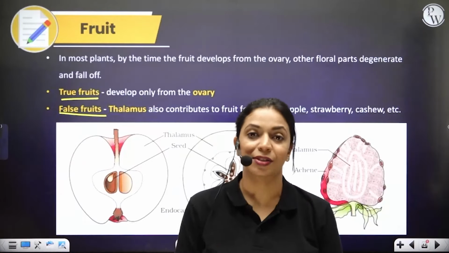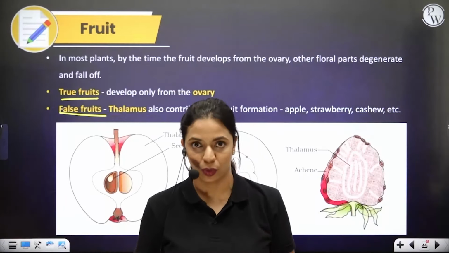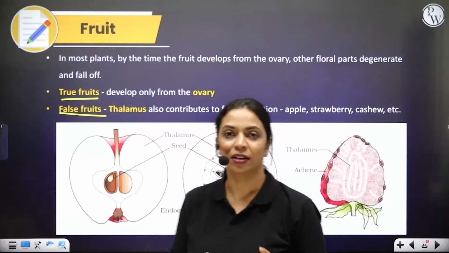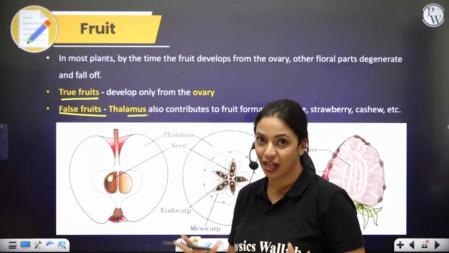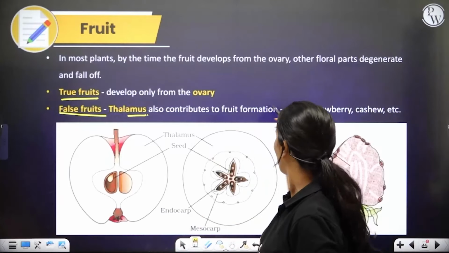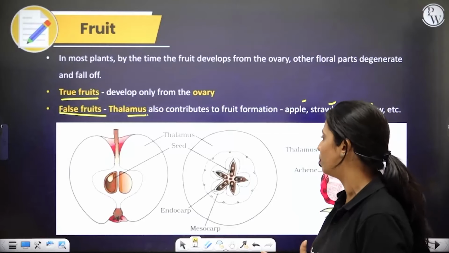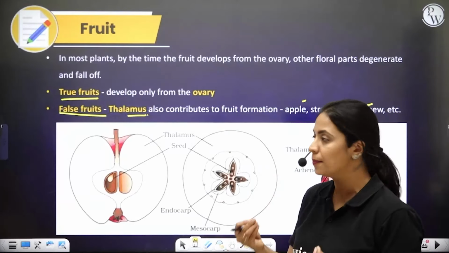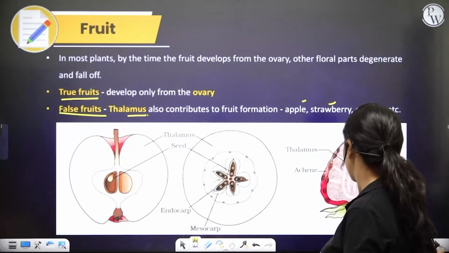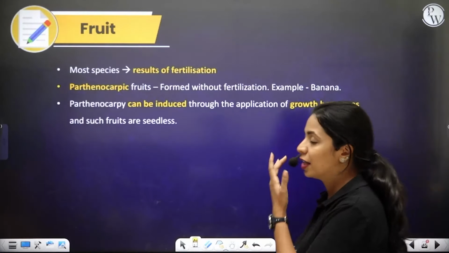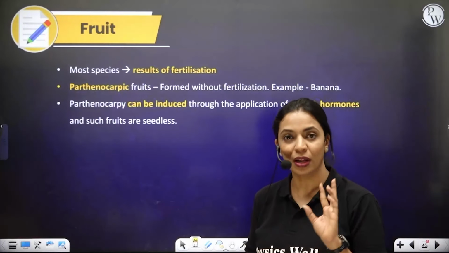There are some examples like strawberry and apple, where ovary is not the main edible part of the fruit, but some other part of the plant which is called the thalamus. So you saw that the thalamus was the lower base on which the other floral whorls were arranged, right? In plants like apple and strawberry, cashew, you can see how the thalamus is forming the edible part of the plant. Edible part of the fruit. So such fruits are called false fruits. Remember these examples.